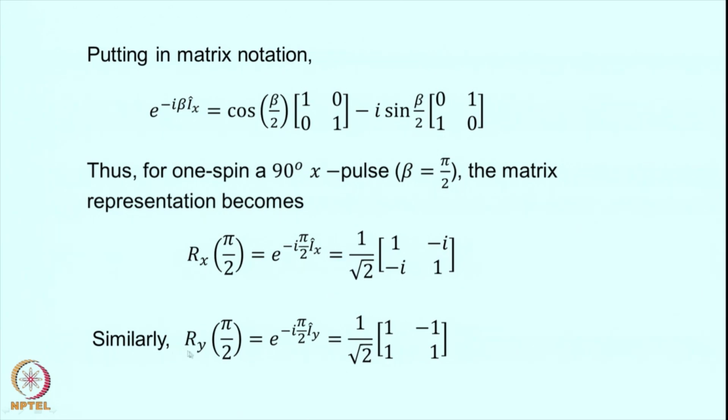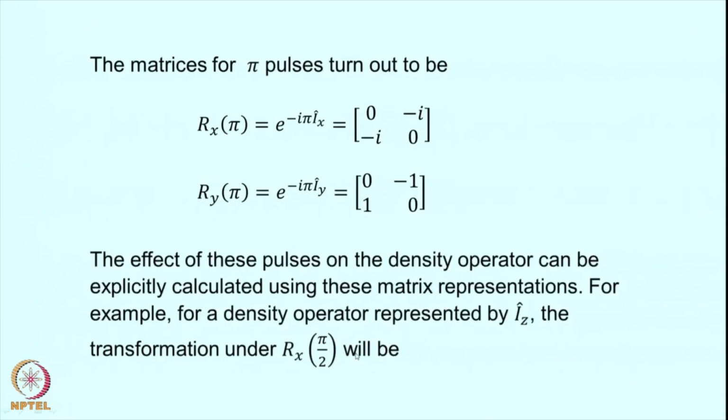So similarly for Rx pi by 2, this is the pi by 2 pulse applied along the x axis, RF is applied along the x axis. And Ry pi by 2 is again a pi by 2 pulse, applied along the y axis. So this gives me 1 by root 2 times 1 minus 1 1 1. Okay. So similarly you can calculate matrices for the pi pulses. If I choose beta equal to pi, then Rx pi is e to the minus i pi Ix, and this gives me 0 minus i, minus i 0, and Ry pi gives me e to the minus i pi Iy, which gives me 0 minus 1 1 0.